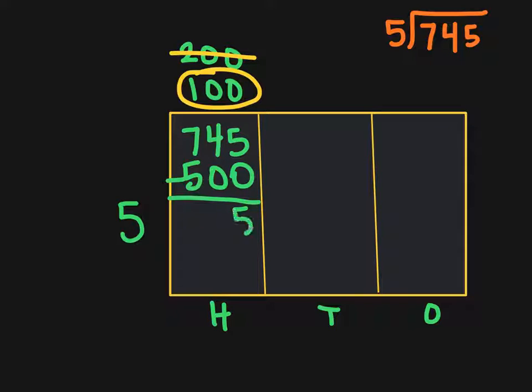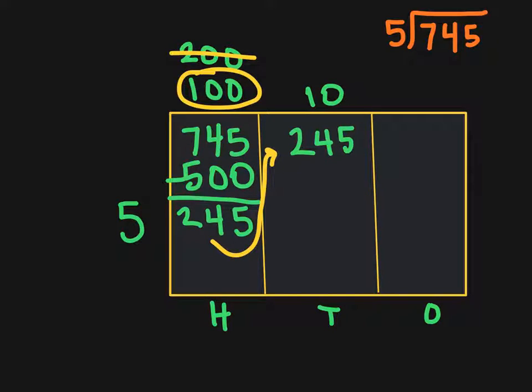5 minus 0 is 5, 4 minus 0 is 4, and 7 minus 5 is 2. So now I'm going to bring this number over, right over here, and now I have 245. But remember, in this middle section, I'm dividing by tens. I'm counting by groups of 10. So here I have 10 times 5 is 50. It's less than 245, but it's not very close.